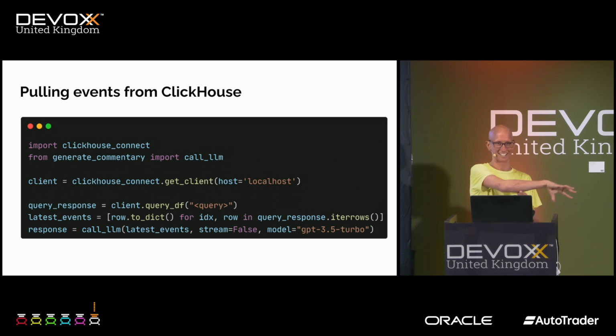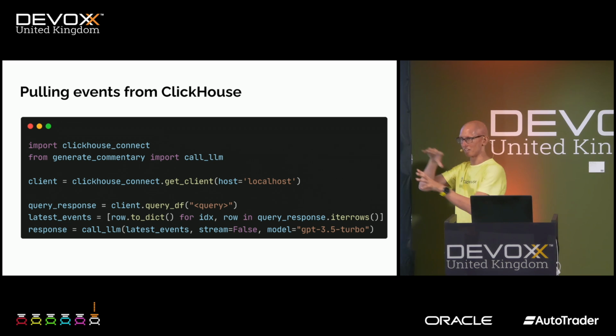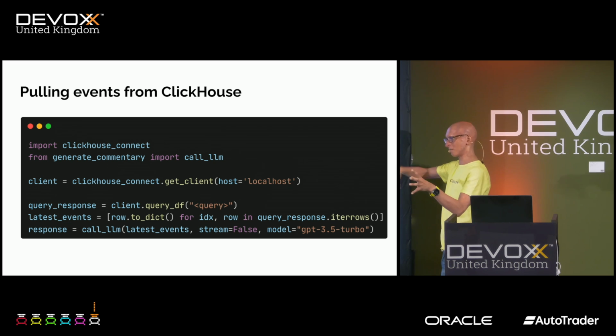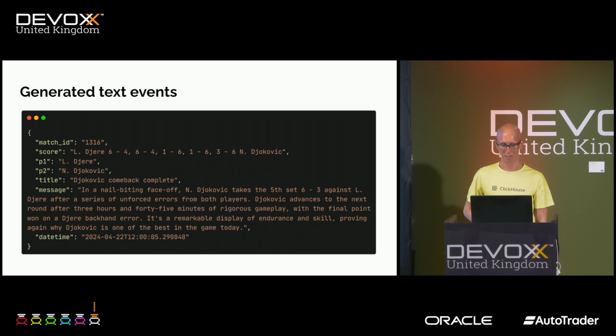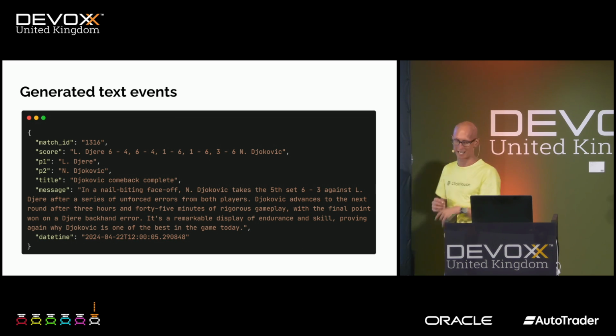So those are the parts. Redpanda's got the events. ClickHouse is then storing them. We've got a SQL query, which I'll show you in a minute, that generates some events, and then we call the LLM. So those are the pieces. There's basically four parts. And remember, this is what the event looks like at the end. So we go from our raw events to something like this.